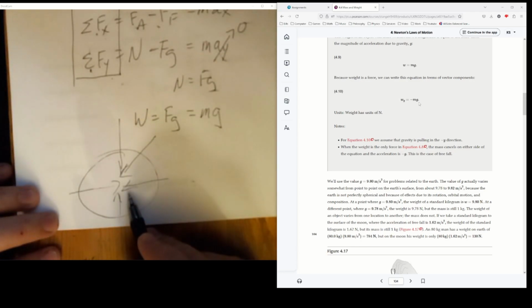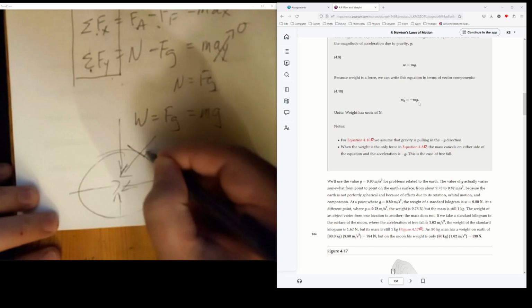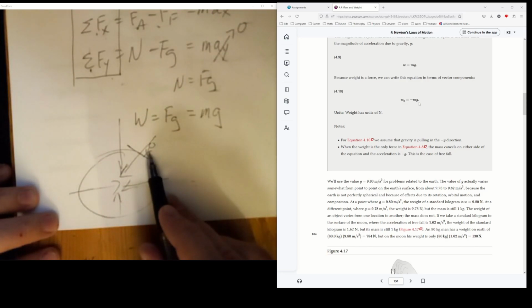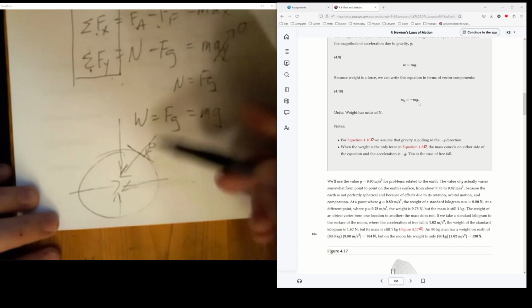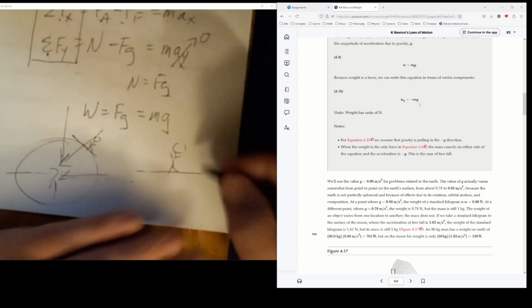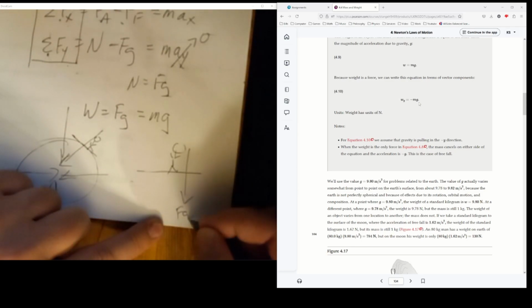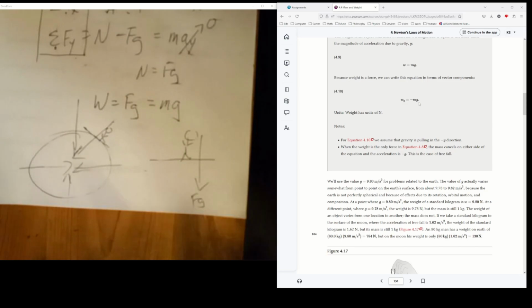And because Earth is round, means that wherever we are on Earth, like I'm standing right here, well, that means that the force of gravity is always pointing straight into the ground. So no matter where you are on the planet Earth, force of gravity is always straight into the ground, because the force of gravity is always pointing towards the center, and the Earth is round.